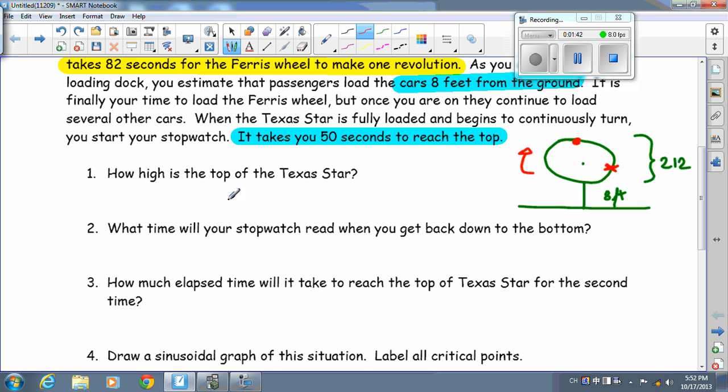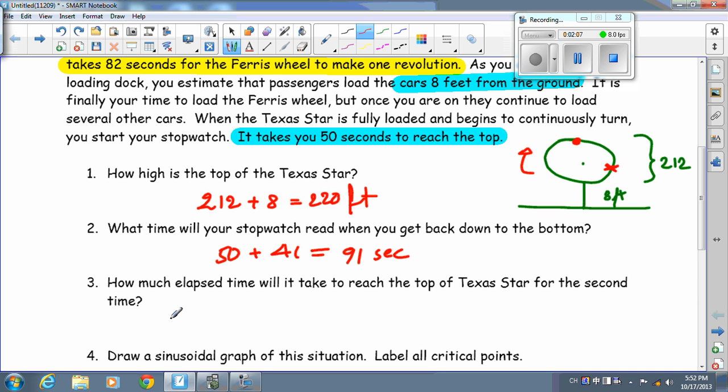How high is the top of the Texas Star? I would say 212 plus the 8 feet. If you add those, you get 220, of course in feet. What time will your stopwatch read when you get back down to the bottom? If it took you 50 to go all the way up here, it would be 50 plus half of the revolution, meaning 41, and your answer is 91 seconds.